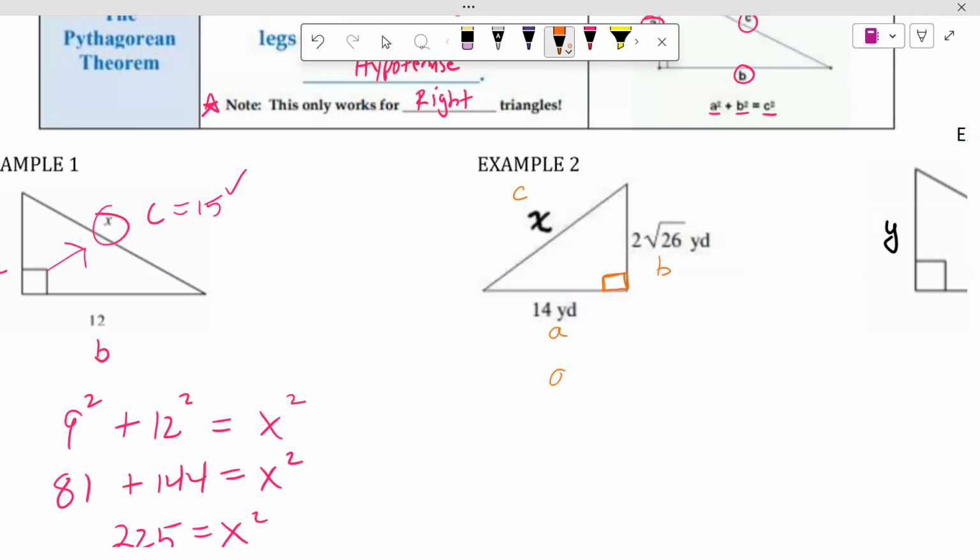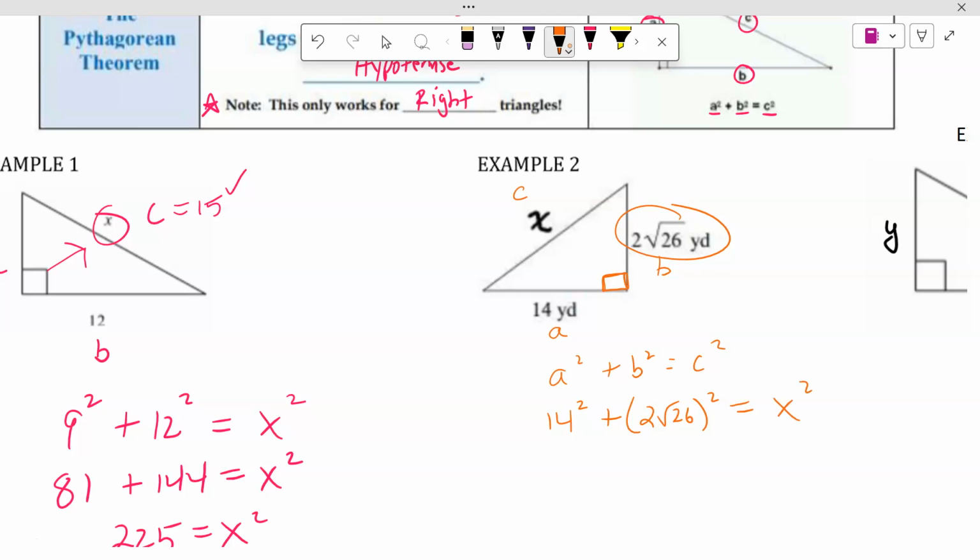So we know if we do A squared plus B squared, it better equal C squared. Keep in mind, they're giving us a radical now, 2 root 26, or 2 times the square root of 26. So we've dealt with this before. We've talked about this in Algebra 1, Algebra 2. So hopefully it's nothing you can't handle. So we're going to say 14 squared plus 2 root 26 squared equals C squared, which looks like X squared in this case.